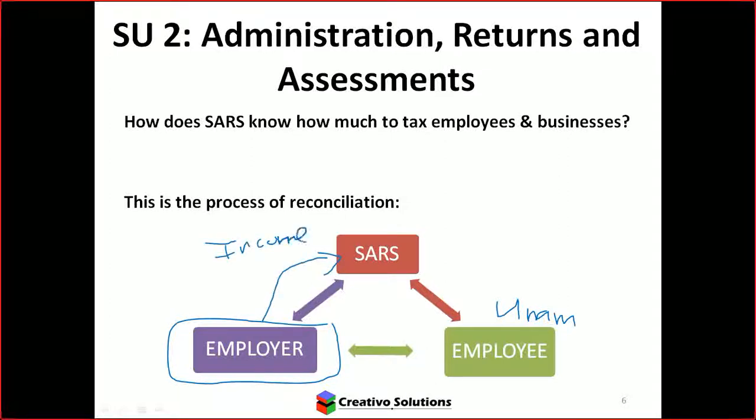So they tell SARS how much you earned. They fill out documentation that gets given to SARS. So will SARS have an idea of how much you earned? Yes, they will. Right, the employer is then going to give you information regarding your earnings, and they call that an IRP5 form. That's what the employer is going to give the employee. So if the employee is going to receive an IRP5 from the employer, does SARS know what's on that IRP5?